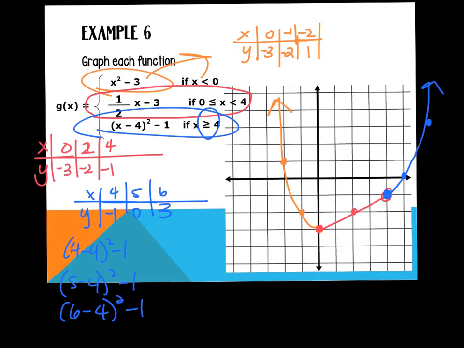So that third part, the bottom of the blue one, that one's solid? Right, because of this "or equal to." So everywhere the "or equal to" is, that graph at that point should be solid.